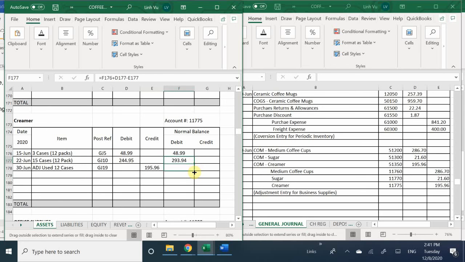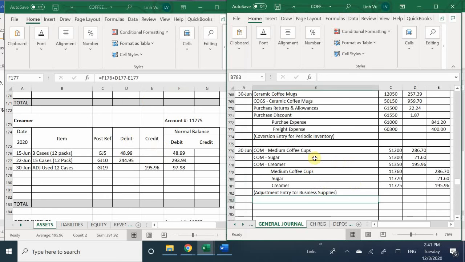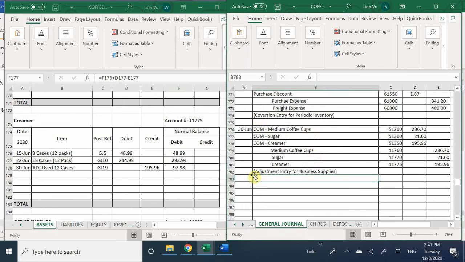Okay, and I got a total of $97.98. Good. So there we go. We're done with that. These are not inventory items, so we don't need to use inventory, like I said. But good.